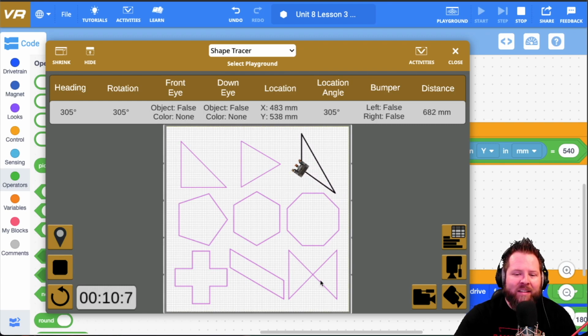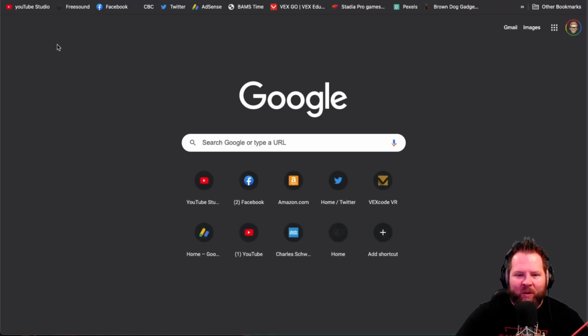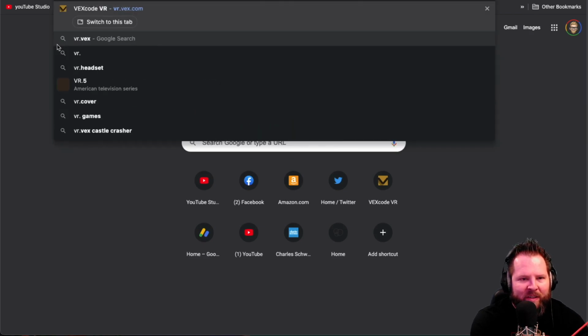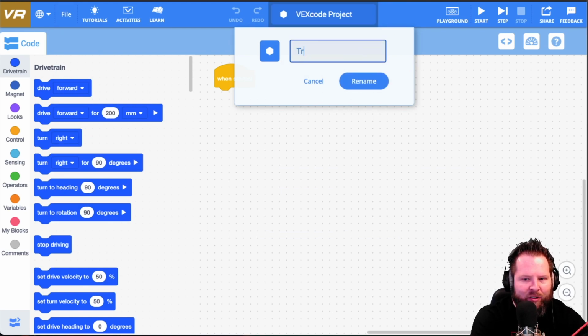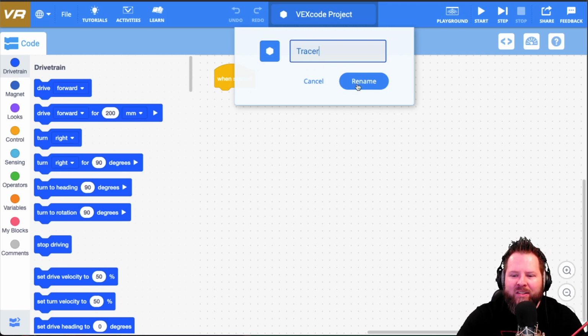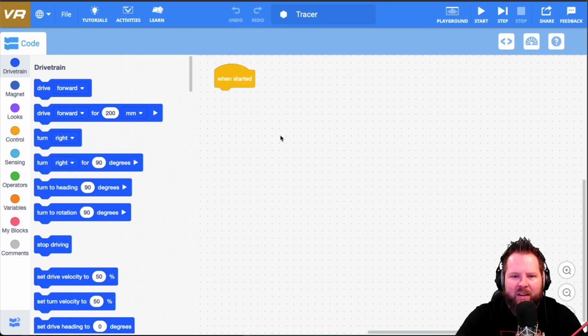All right, now let's go ahead and get into the code that I did for this. I'm going to take you step by step. And so in order to do that, I'm going to go to vr.vex.com, and I'm going to name it Tracer, because I'm not going to just do triangles. I'm going to end up doing all of the shapes. But for this video, just the triangles.